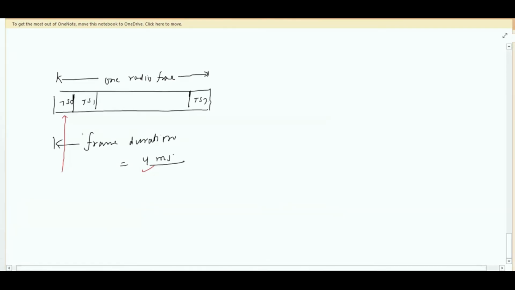Now suppose this user 1 needs more than one slot, but I said within the same frame, more than one slot can never be allocated to any user. Never. So then how will I transmit? Suppose the amount of data is large and one time slot is not enough to carry this traffic. We need more than one slot. So yes, you can be allocated another slot, but in the next radio frame.